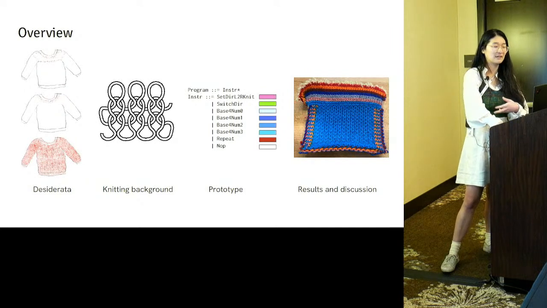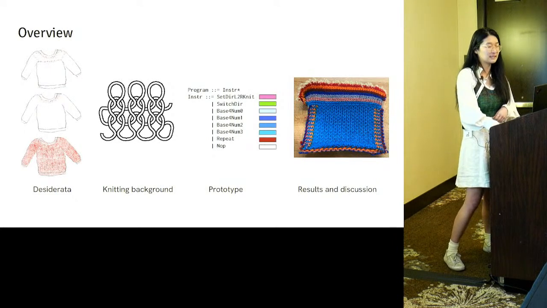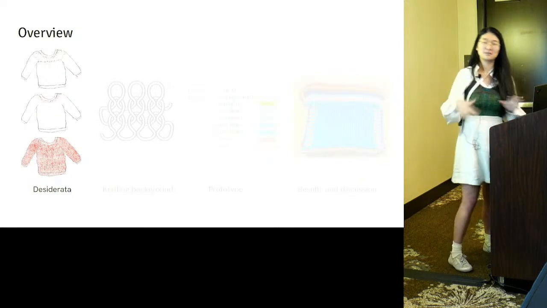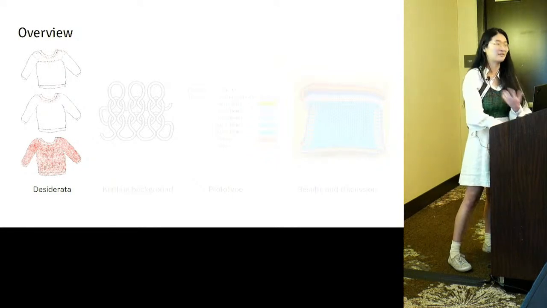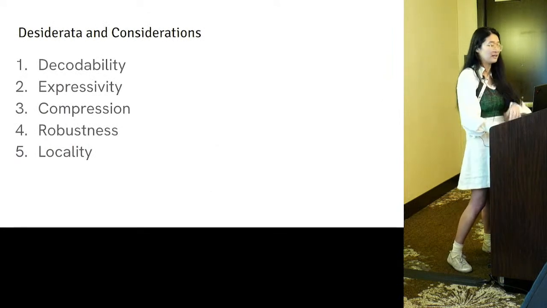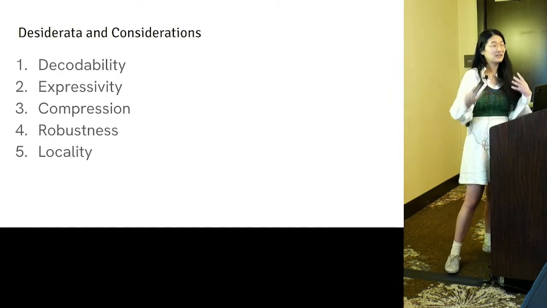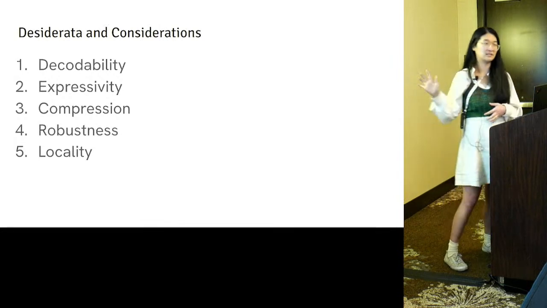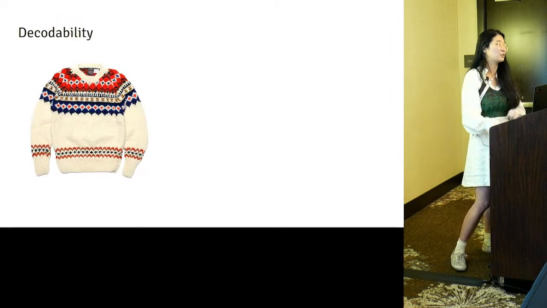The design space of self-embedded objects is really large, and there are many valid points in the design space. So we'd like a framework for evaluating various points. To that end, we propose some desiderata and some considerations that all solutions should be evaluated against. Here's an overview of the 5 different points that we identified. We have decodability, expressivity, compression, robustness, and locality. Some of these might trade off against each other, so if you're a designer, you might sacrifice some of them in order to pursue others. Let's take a look at them in a little more detail.